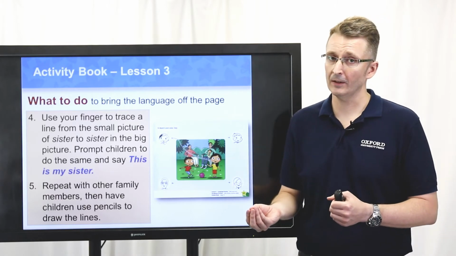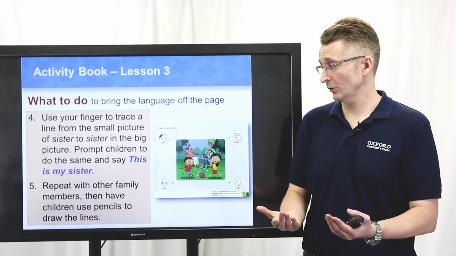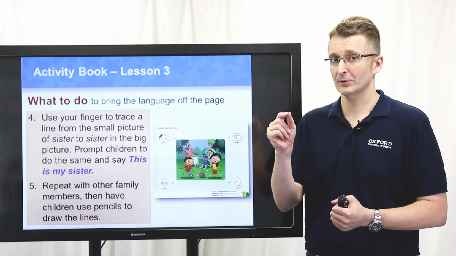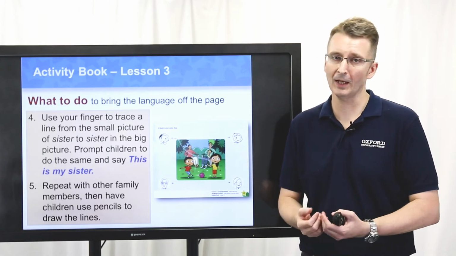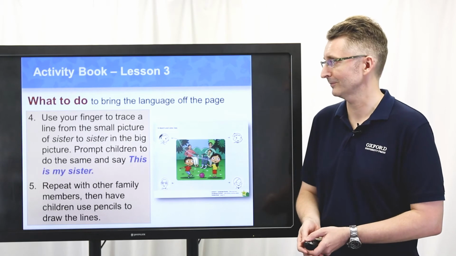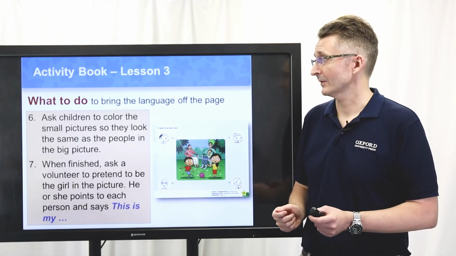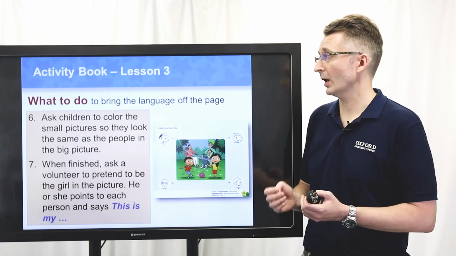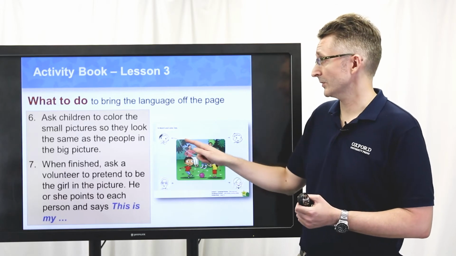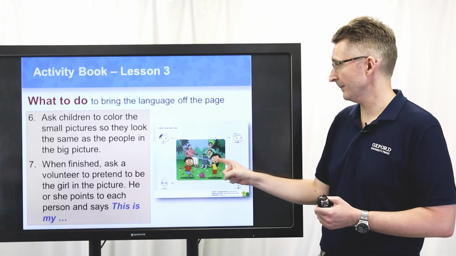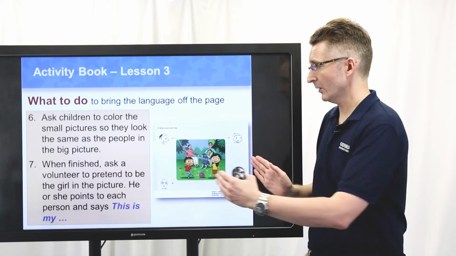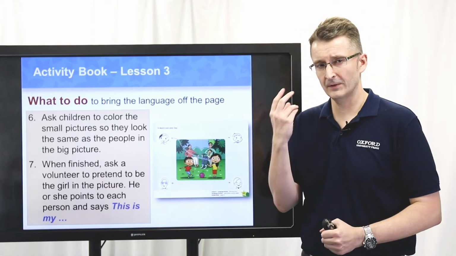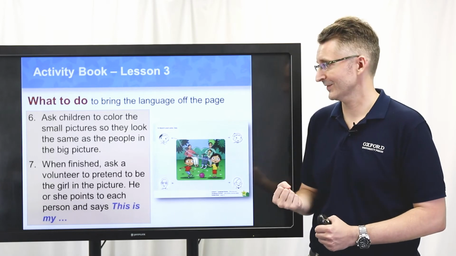Once you've done that with the fingers for all family members, do it again, but this time students use a pencil to trace the line. And they're still repeating, this is my daddy, this is my brother, and so on. Step 6, ask the children to colour the small pictures so that they look the same as the people in the big picture. So here students are really associating the two pictures. This is visual perceptual skills.